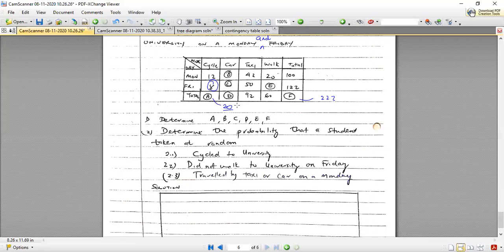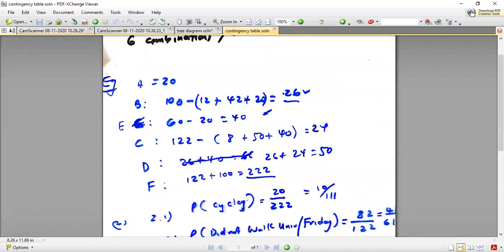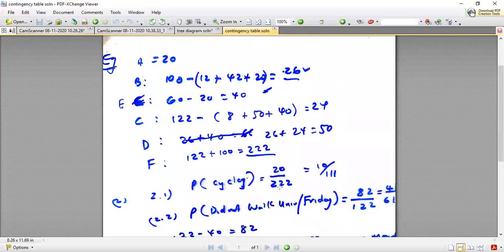So we have a total number of 20 students. We have the total for the week, which is 222 for those 2 days. So our probability will be, as we go back to the formula, the number of successful outcomes over the total number of outcomes. And we would get an answer of 20 over 222, which simplifies to 10 over 111.